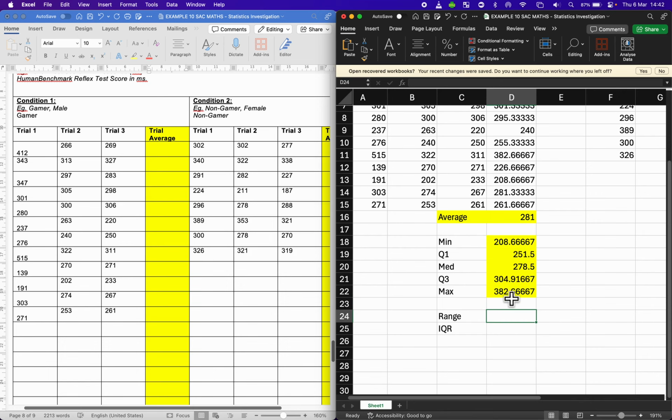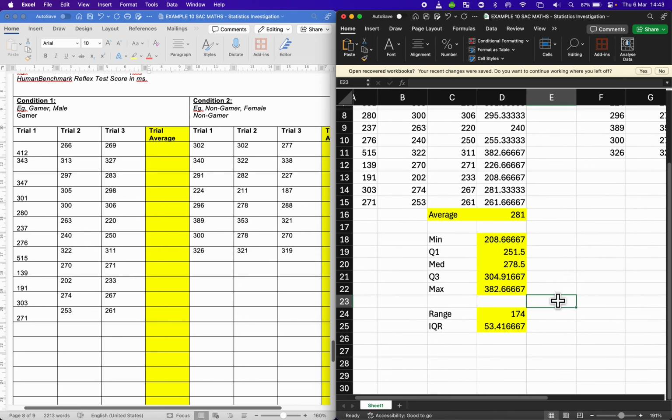Range, what was the range? The range was the max take away the min. So how do I get a cell to do something? Equals this cell, which is the max, take away the min. It's found the range for me. So there's a spread of 174 milliseconds for the gamers. What's the interquartile range? The interquartile range is Q3 minus Q1. Enter. So the spread of the middle 50% of gamers' data is 53.41 milliseconds.